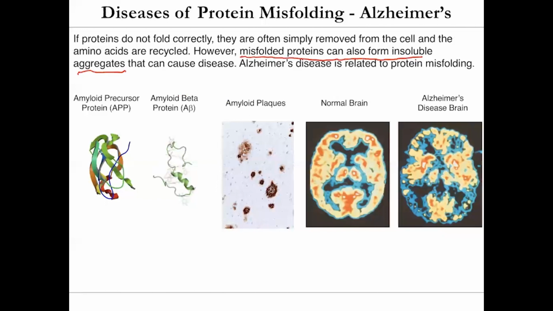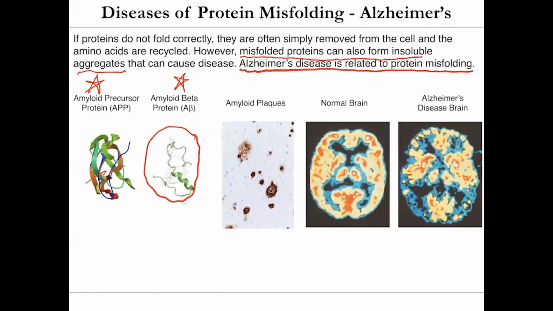Now, there's a lot of details not known about Alzheimer's disease, but it is known that it is related to protein misfolding. So there's this protein in your body, in everyone's body, called amyloid precursor protein. It has a certain function. Well, amyloid precursor protein can be sort of degraded to give this amyloid beta protein, which is shown here.